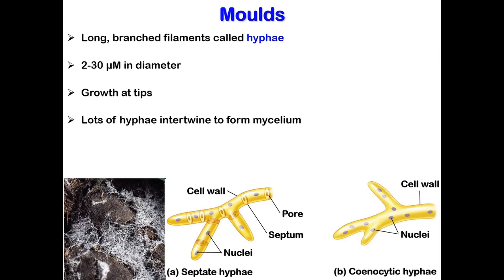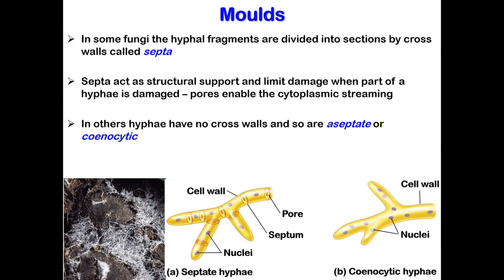So looking at molds now, the body or thallus of a mold consists of long branched thread-like filaments called hyphae, and growth occurs at the tip of the hyphae. Then lots of these hyphae intertwine together to form the mycelium. Most hyphae are divided into separate cells by end walls called septa, and these hyphae are called septate hyphae. And there are tiny holes in the septa which allow for the rapid flow of nutrients from cell to cell along the hyphae. This is known as cytoplasmic streaming.